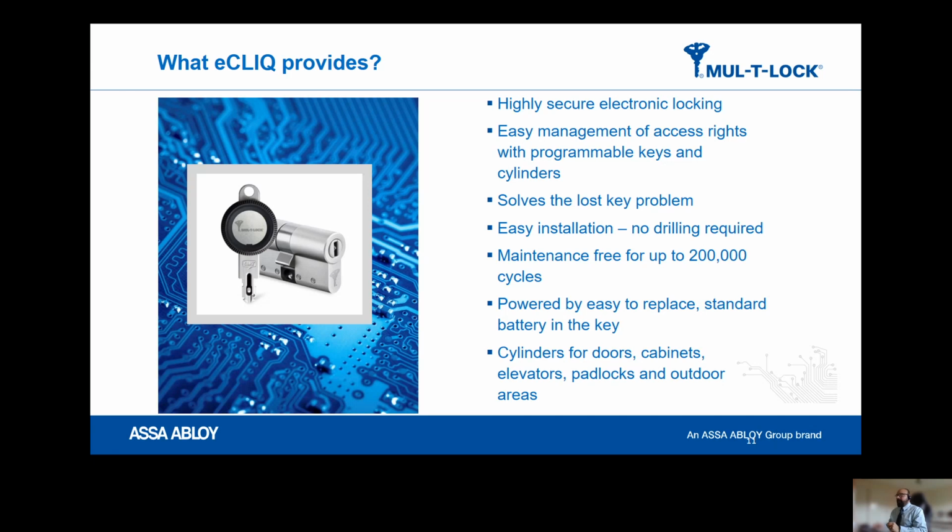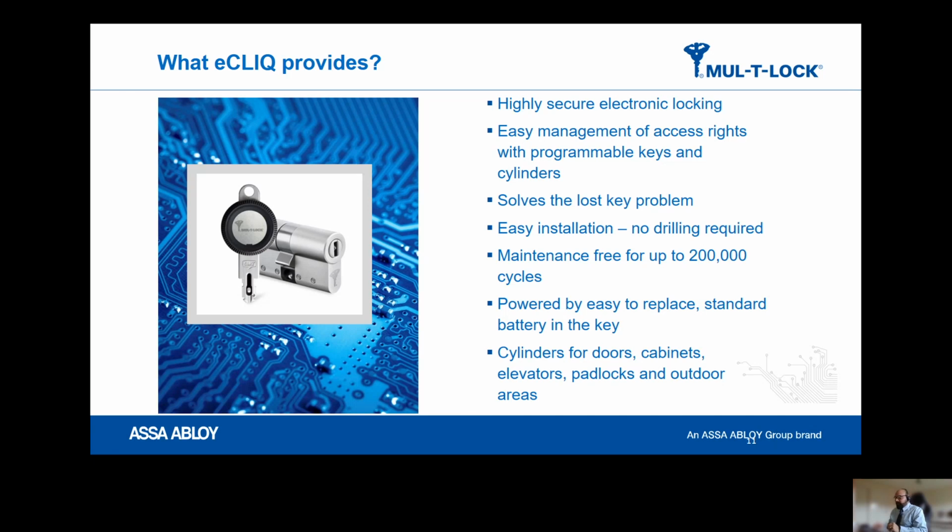In addition to that, it's maintenance free up to 200,000 cycles. So in a way, it's install and forget. You don't need to go to the doors and keep lubricating the cylinders and maintaining them because there is a self-lubricant chamber and it maintains itself. This is powered by an easy to replace standard battery in the key. It's a 2032 battery that goes in the key itself. And as soon as the key is inserted in the lock or in the cylinder, it exchanges the power. You'll be looking at roughly 20,000 operations on the replacement of the battery in the key as well.